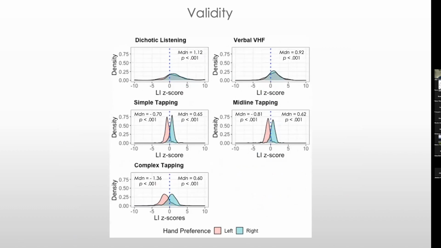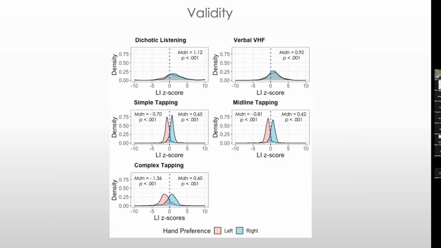In terms of the validity, all of the tasks were lateralized in the predicted direction at group level. So on the dichotic listening task, there was a significant right ear advantage at population level. And also on the verbal visual half field task, there was a significant right visual field advantage. And what's interesting as well is that this was also the case for both hand preference groups. So both left and right handers also showed this lateralization.